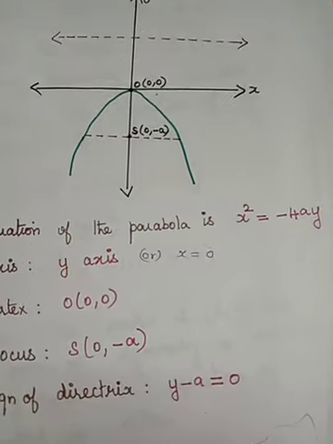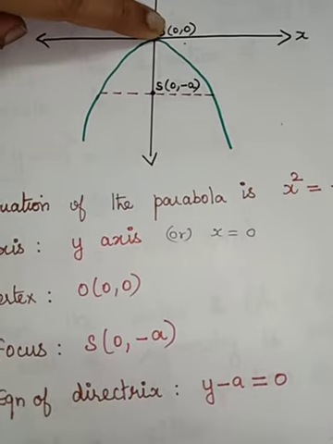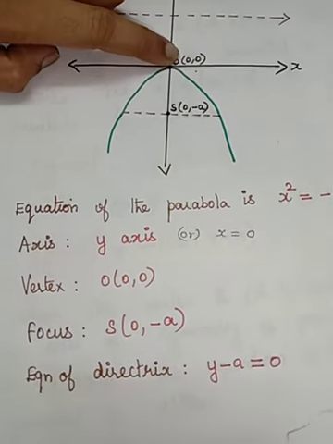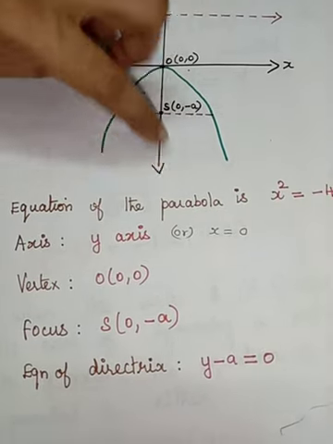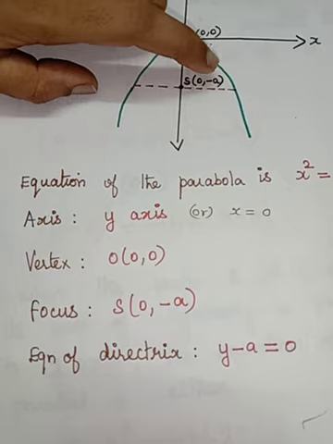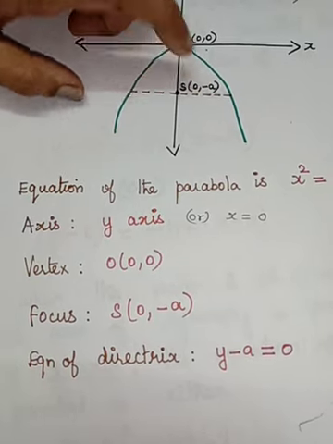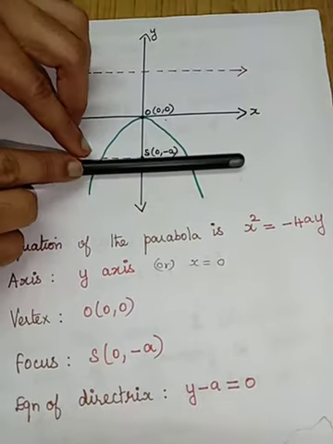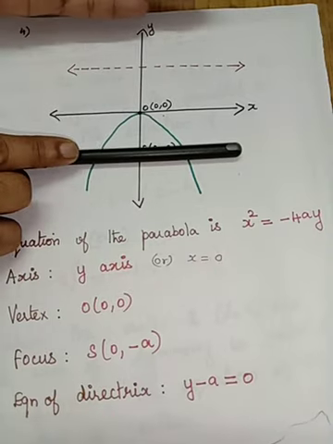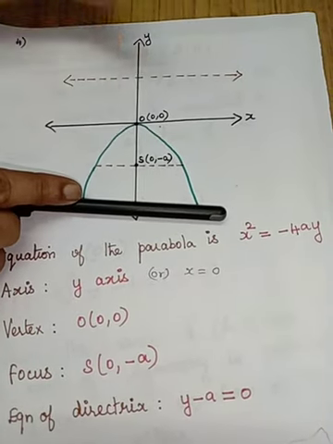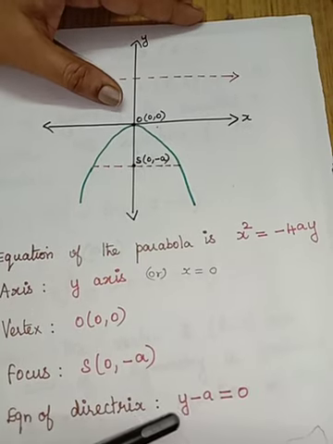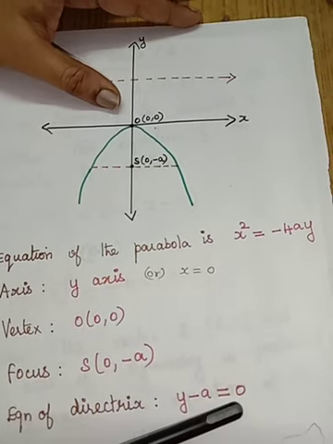Okay, look at the vertex. In the standard form, the vertex is 0 comma 0. Come to the focus. It is on the negative side, so it will become 0 comma minus a. If the focus is on the negative side, the directrix should be on the positive side. So y is equal to a, which means y minus a is equal to 0.